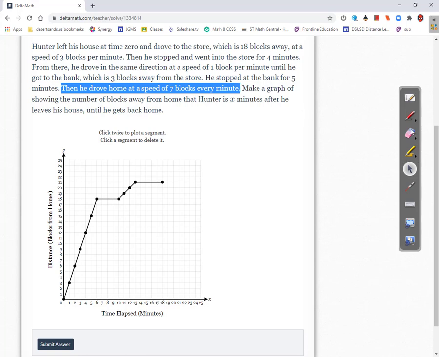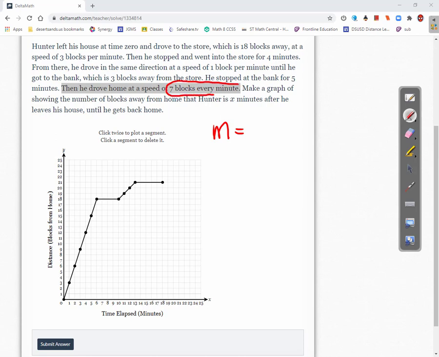All right. So first of all, let's go ahead and look for the word per or every to see if we can find out our m. And in this case, it changed it up. They actually put every instead of per, but they have the same meaning. And I will give you a hint. If it says drove home, that means that our distance is going to be decreasing. And on this graph, if I go down and to the right, it's going to be a negative. So because it said 7 blocks every minute, that's going to be -7 blocks for every 1 minute. Sorry about that. Okay. And then it says until he reaches home.